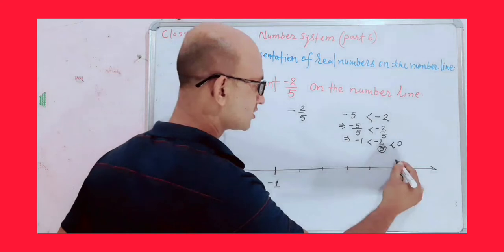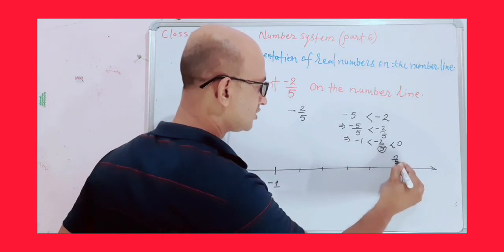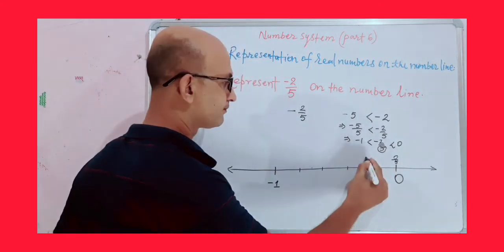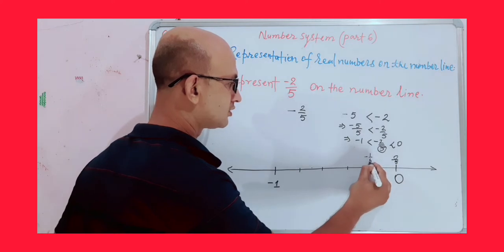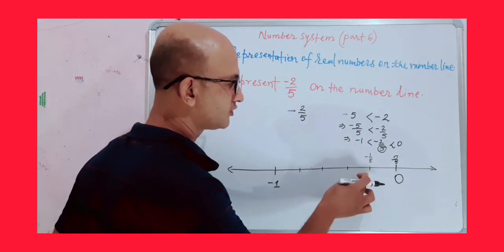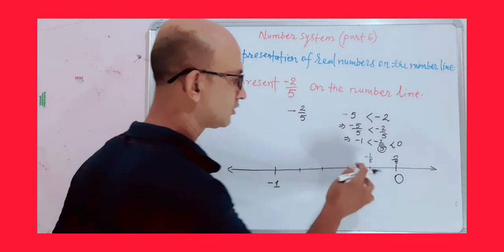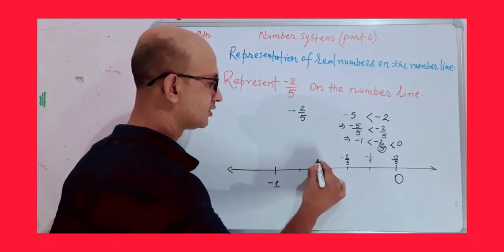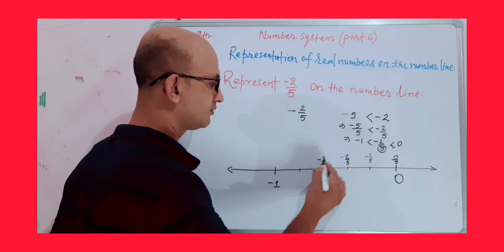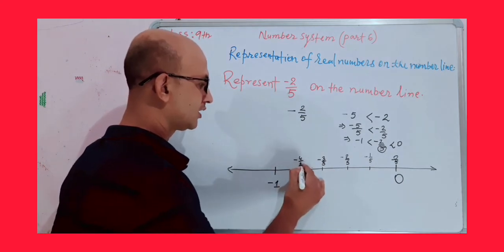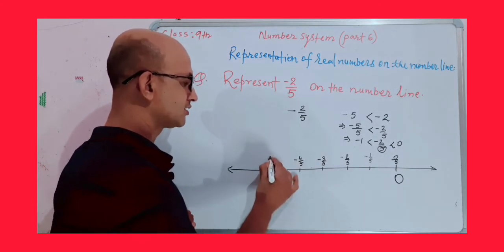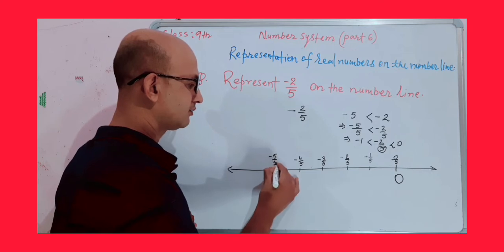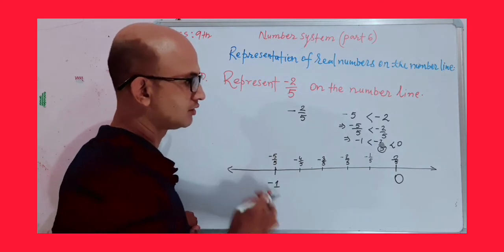Now these points represent 0 by 5, that is 0. It is on the left side of 0, therefore it represents minus 1 by 5. It is minus 2 by 5, minus 3 by 5, minus 4 by 5, and this point is minus 5 by 5, that is minus 1.